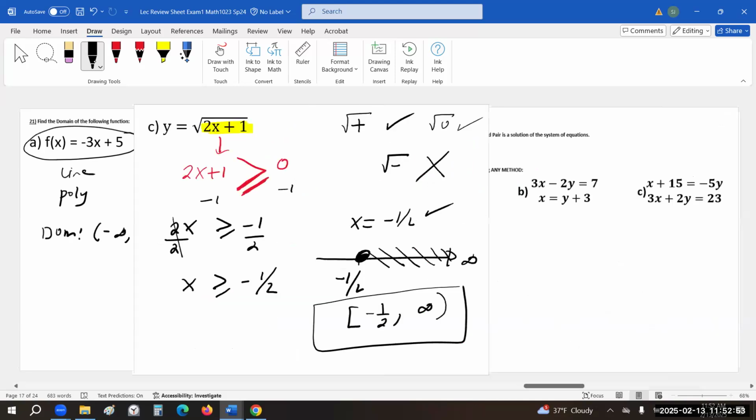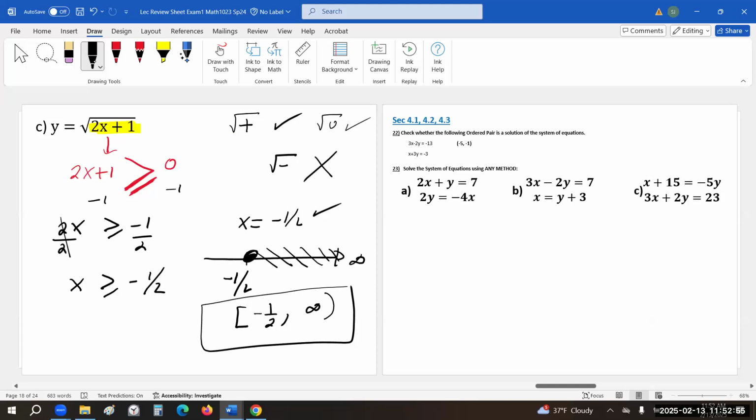No. And then your system of equations. So remember, let me refresh your memory. If you get a false statement, actually, let me write this down here.